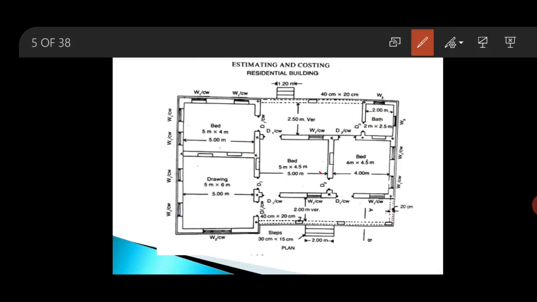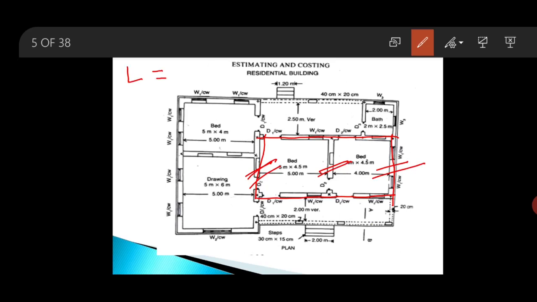So for short wall, there are two numbers of short wall. For this second part, there are two numbers of short wall. This part has already been covered under first part.